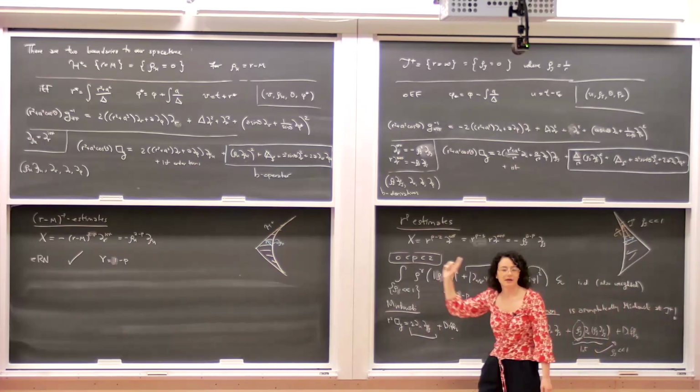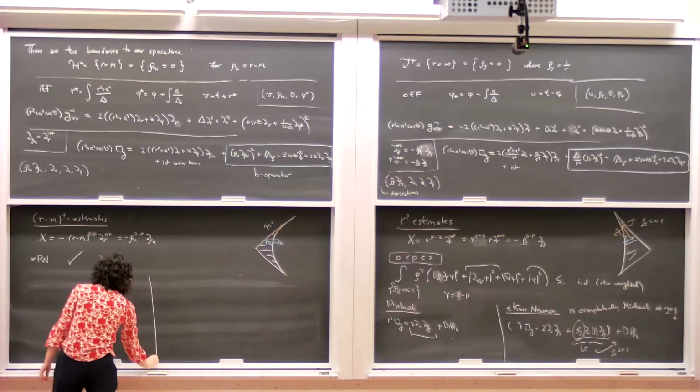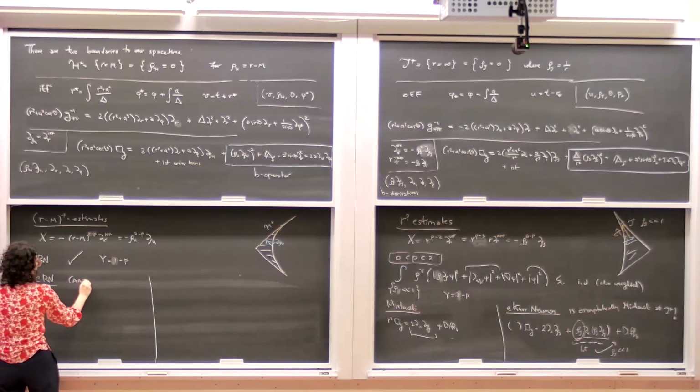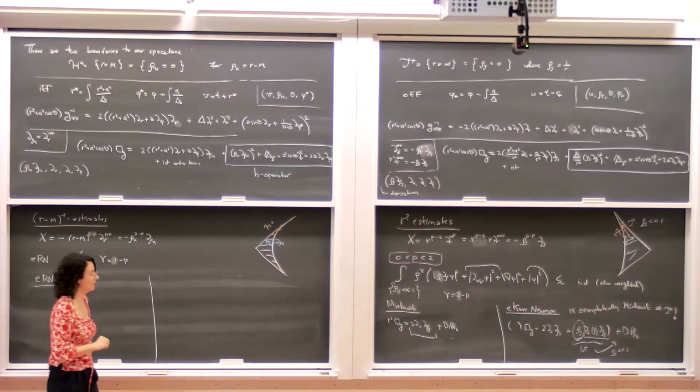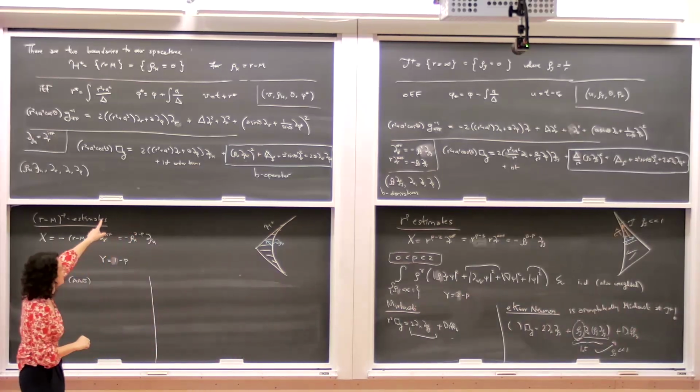Okay, now let's go to this other board. Let's look at extremal Reissner-Nordström first. This again is what was done by Jan and Stefanos and Yannis. So let's look at what happens here in Reissner-Nordström.